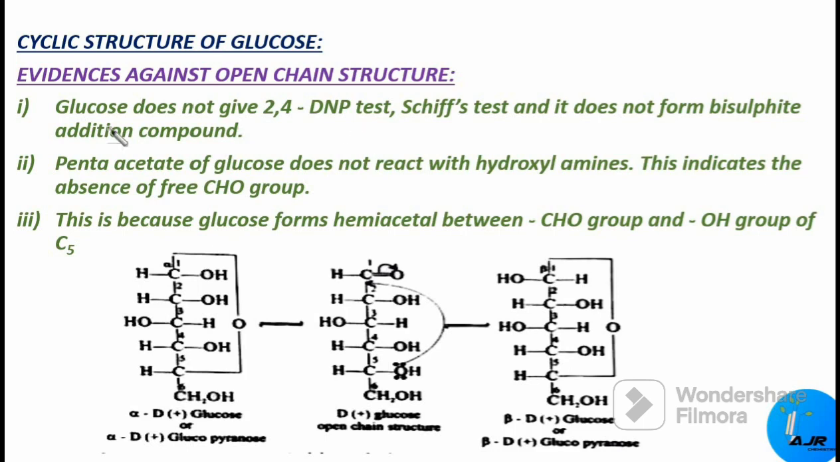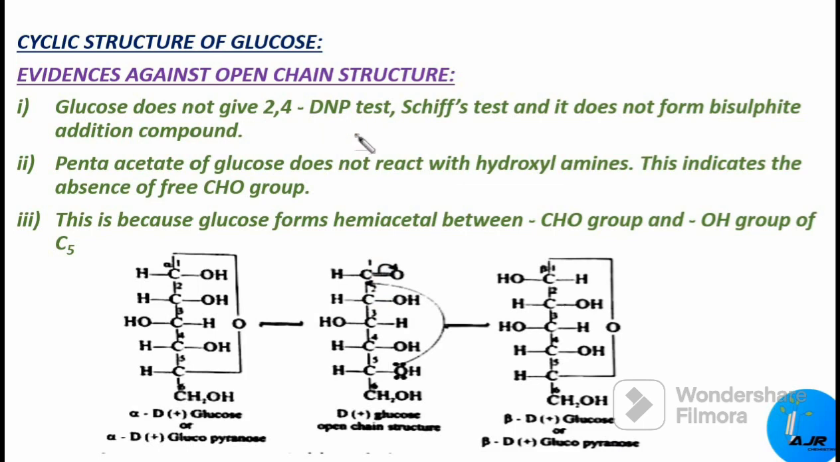So now we are going to see the cyclic structure of glucose, that too the evidences against the open chain structure. So first we shall see the evidences against the open chain structure, right? The first one is glucose does not give 2,4-DNP test, Schiff's test, and it doesn't form bisulfite addition compound. In spite of the presence of the aldehyde group, see, this is the normal open chain structure of glucose. Here we have the aldehyde group. So, in spite of the presence of an aldehyde group, glucose does not give this 2,4-DNP test.